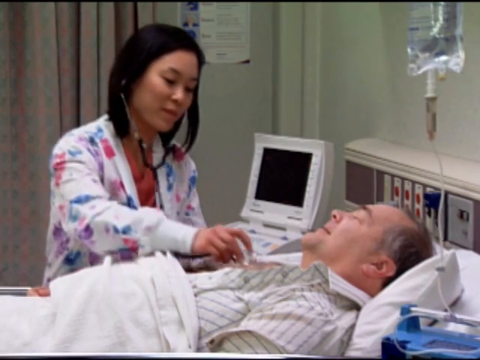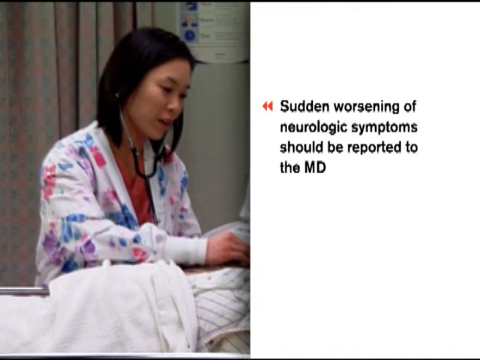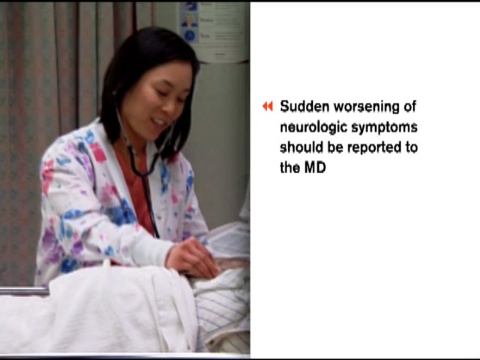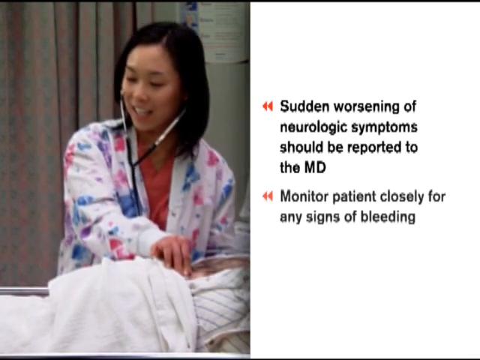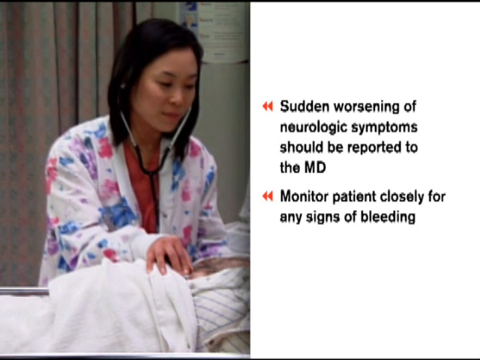For specifics regarding dosing and administration, please see the Activase full prescribing information. Once Activase has been administered, it is recommended that any sudden worsening of neurologic symptoms should be reported to the physician for anticipation of a repeat head CT to rule out hemorrhage. Monitor the patient closely for any signs and symptoms of bleeding and report findings to a physician immediately. For a comprehensive list, please refer to the AHA-ASA guidelines for the treatment of acute ischemic stroke in adults.